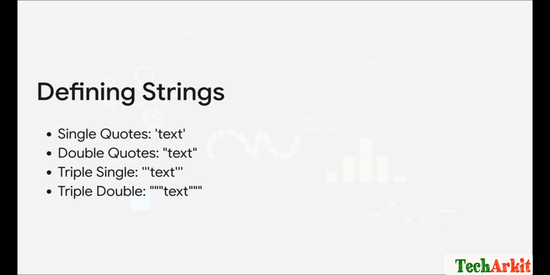You might be wondering, why all the options? Well, if you want your actual text to contain a double quote, like say you're quoting someone inside a sentence, you can wrap the entire string in triple quotes. That way, Python doesn't get confused, and it seamlessly reads the internal quotes as just normal text.